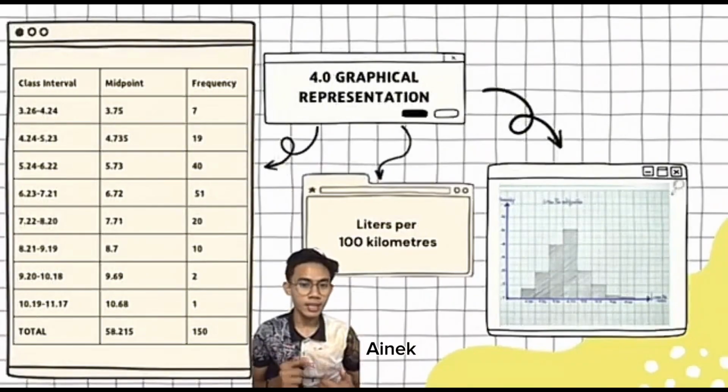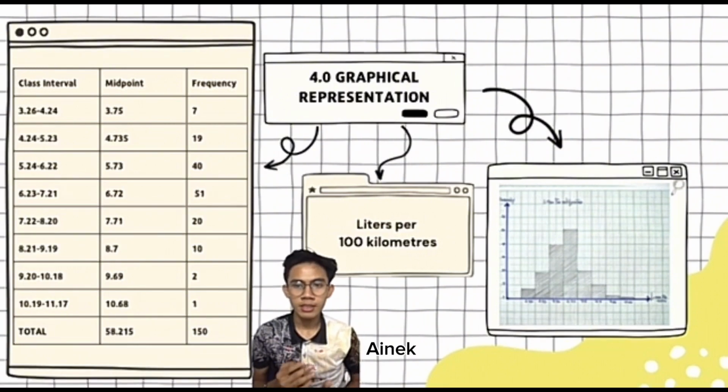For the first class interval, it is 3.26 until 4.24, midpoint 3.75, frequency 7. For the second class interval, it is 4.24 until 5.35, midpoint 4.735, and frequency 19. Class interval number 3 is 5.24 until 6.22, midpoint 5.73, and frequency 14. Class interval number 4 is 6.23 until 7.21, midpoint 6.72, and frequency 51. Number 5 is 7.22 until 8.20, midpoint 7.71, and frequency 20.